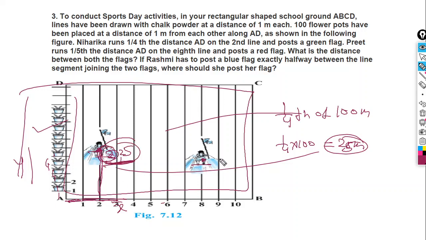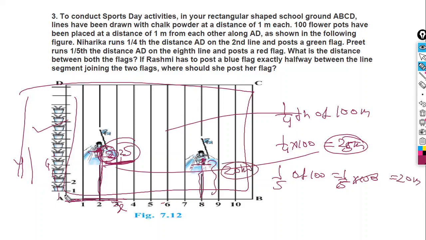Now again we will move to Preet. How much distance has she covered? 1 by 5 of 100, that is equal to 1 by 5 into 100, and it will be equal to 20 meters. So this distance is 20 meters.